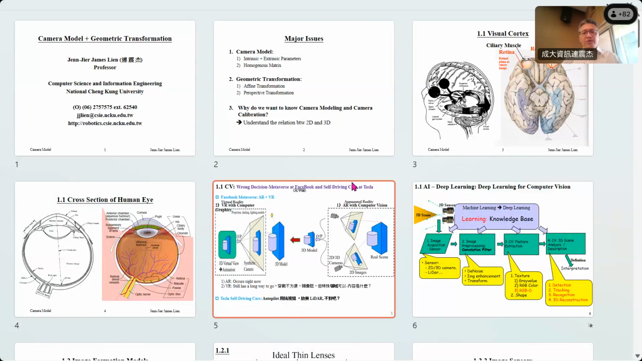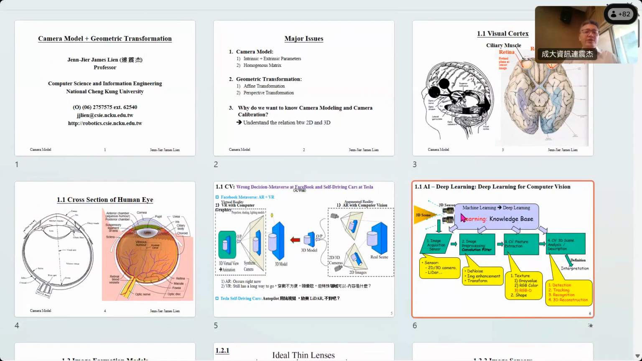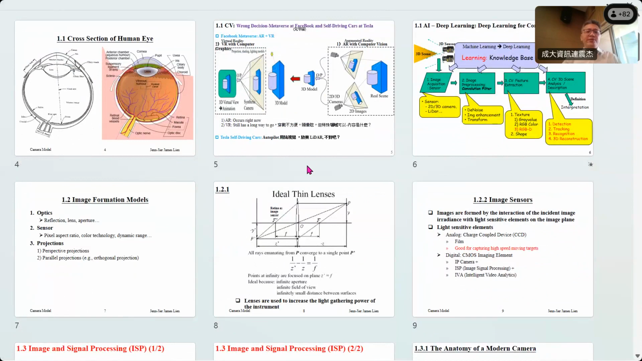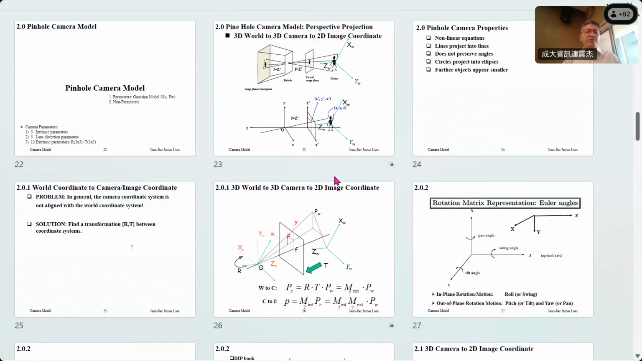For the first chapter, I just briefly introduced what computer vision is and what a camera is. In the second chapter, we start talking about the definition of the camera model. Most camera models are developed by trying to simulate our eyes. We call it the pinhole camera model because our eyes are modeled as a pinhole. So this is the camera model here.